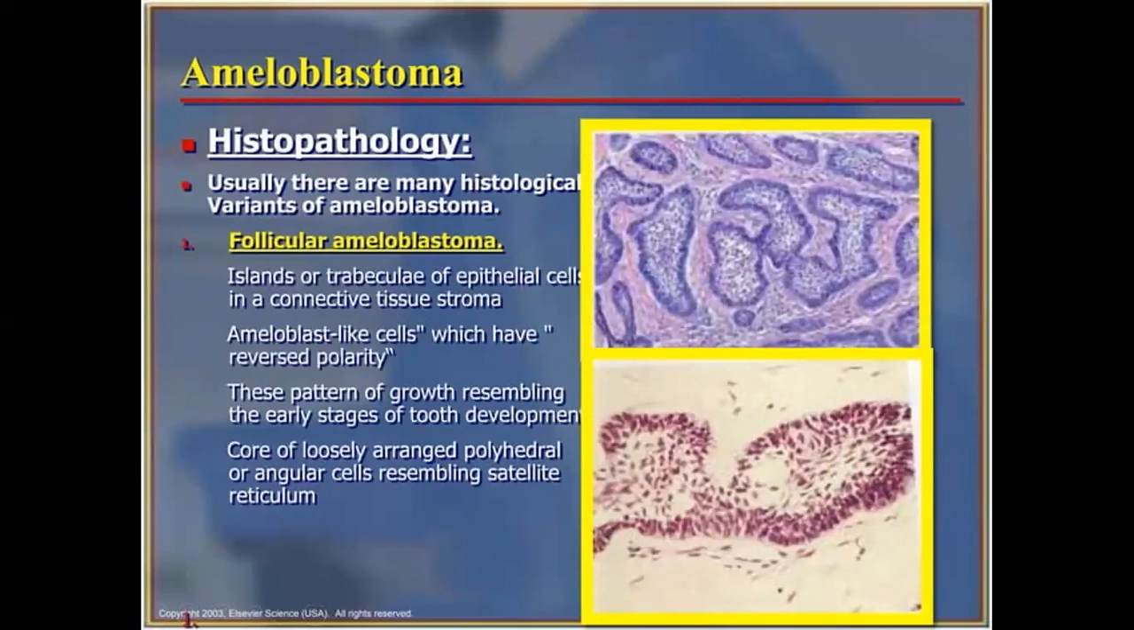Histopathology. Usually there are many histological variants of ameloblastoma. Follicular ameloblastoma: islands or trabecula of epithelial cells in a connective tissue stroma, like this. Ameloblast-like cells which have reversed polarity. This pattern of growth resembles the early stages of tooth development, with a core of loosely arranged polyhedral or angular cells resembling stellate reticulum.